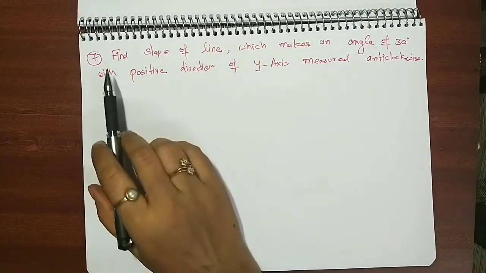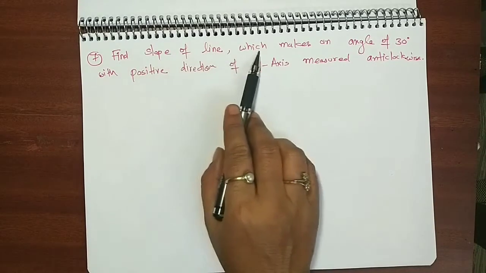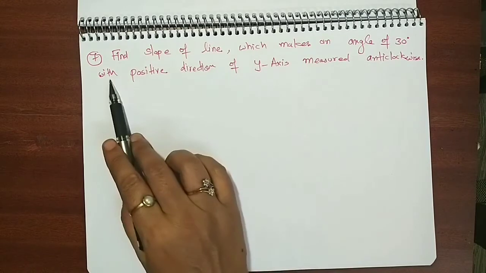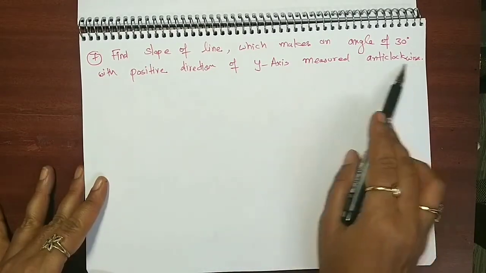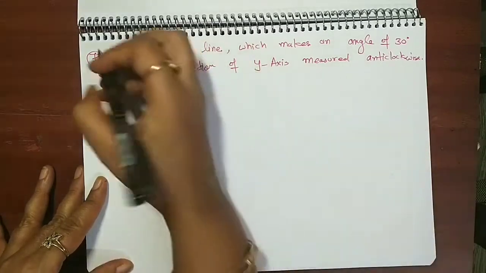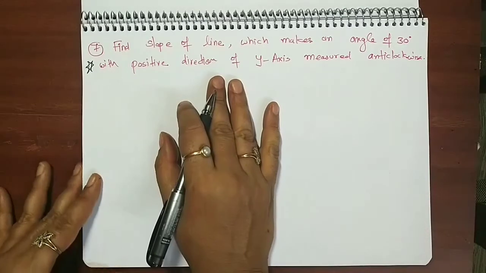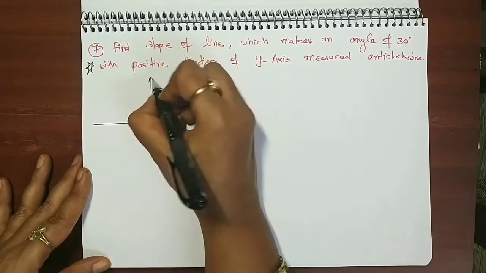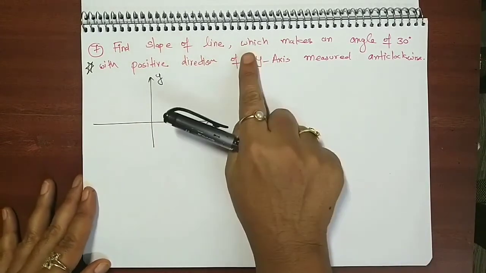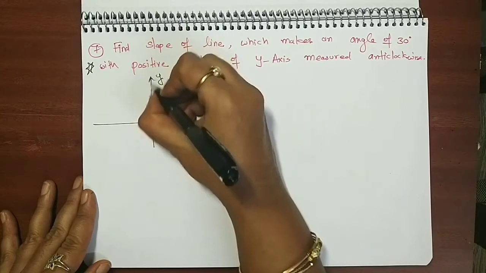Let's see question number 7, guys. Okay, find the slope of a line which makes an angle of 30 degree with the positive direction of the y-axis measured in anti-clockwise direction. So this question is kind of important because it will clear a lot of concepts. So let's make a rough sketch of the line. This is the x-axis and y-axis. They are saying it makes an angle of 30 degree with the positive direction of the y-axis, with this.